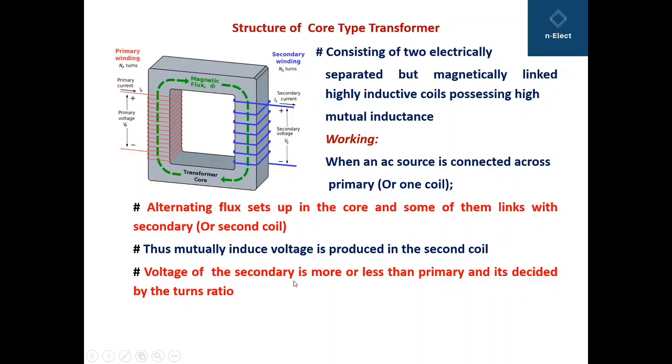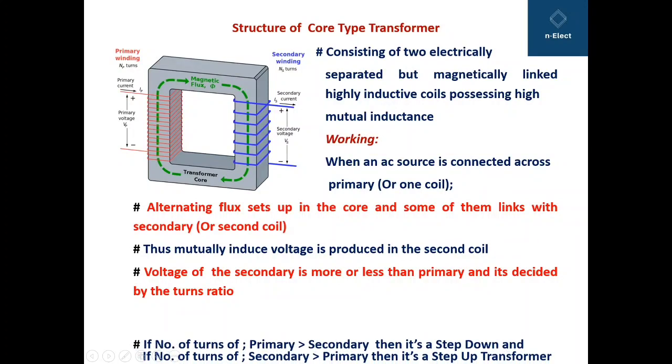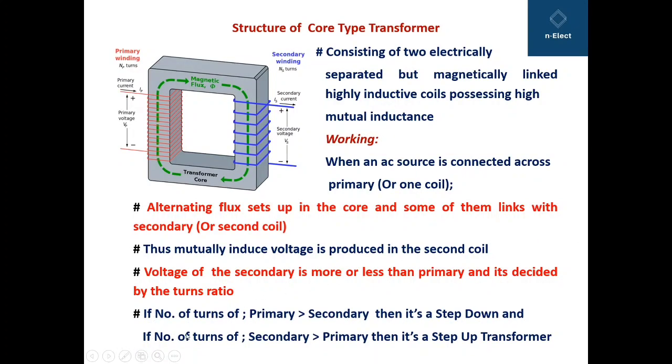The voltage of the secondary is more or less than the primary, and it is decided mainly by the turns ratio, or the number of turns of the primary and secondary. As an example, if the number of turns of the primary is more than the secondary, then it's a step down transformer, and in the reverse way, if the number of turns of the secondary is more than the primary, then it's a step up transformer.